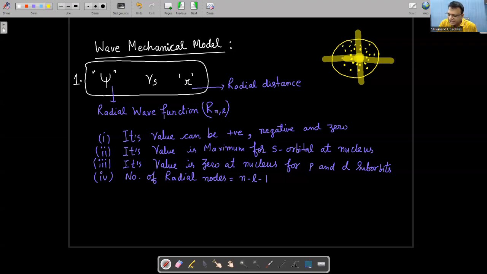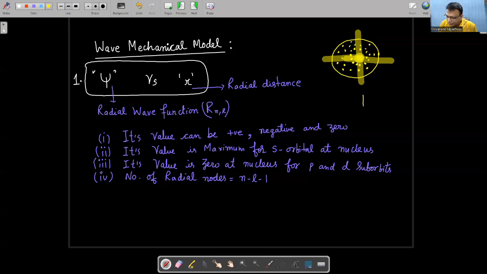Probability density is psi square, and psi square is related to psi. So when we are saying that at the nucleus probability density is maximum, it means that psi is also maximum, because probability density is psi square. So here, when we are discussing s orbital, at the nucleus the value of psi is maximum.